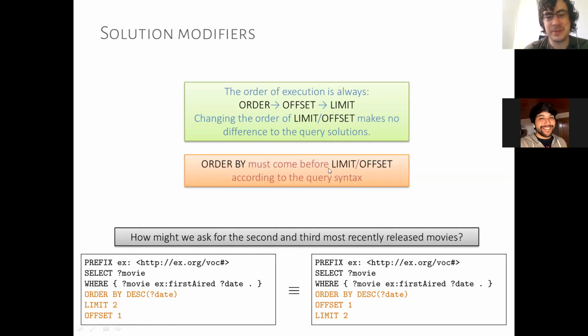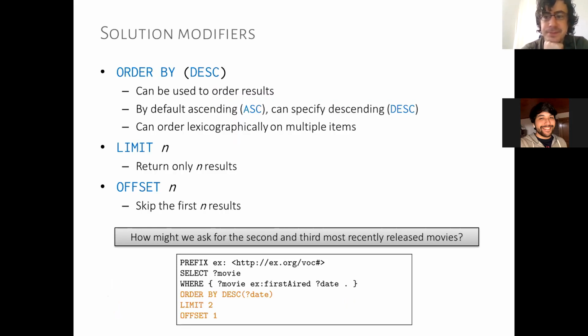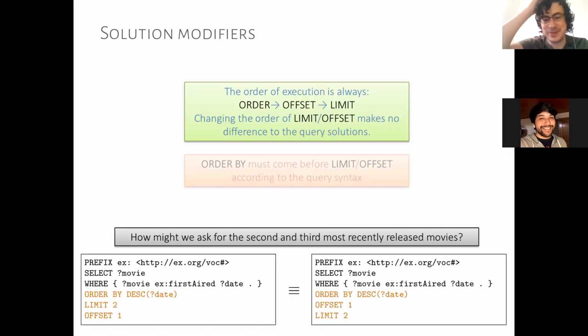Yeah, so order by must come before limit or offset according to the query syntax. It's a little bit weird maybe that they allow you to reorder these two specific solution modifiers, but it's maybe to simplify the grammar. Any questions about solution modifiers? They're very similar to SQL, so they're probably pretty straightforward.